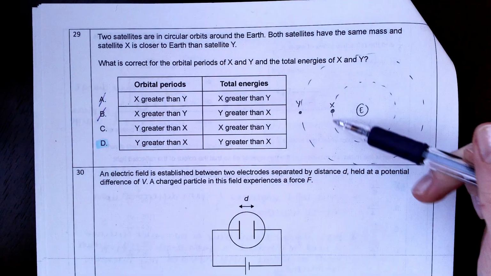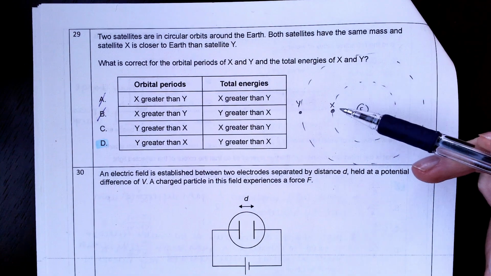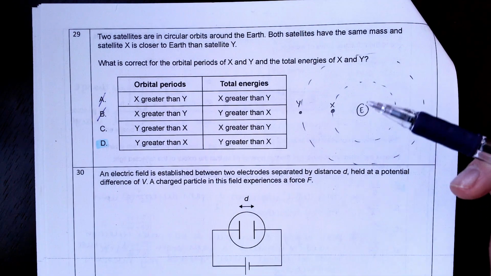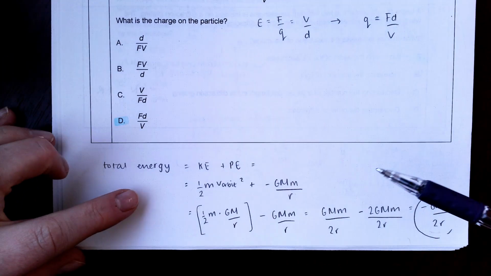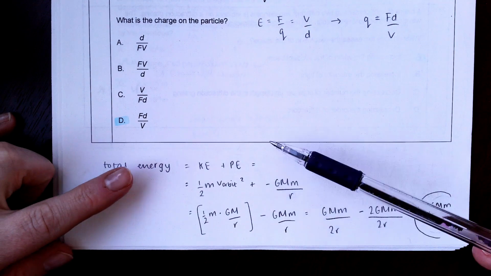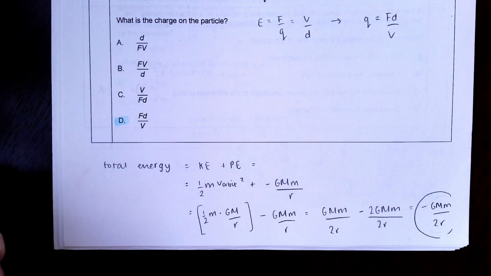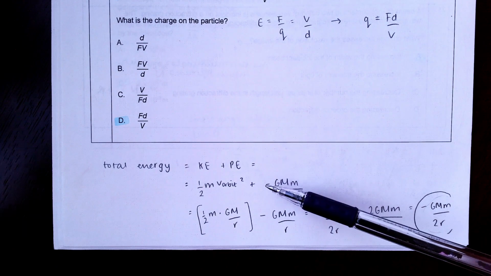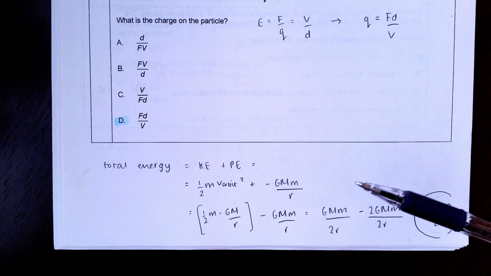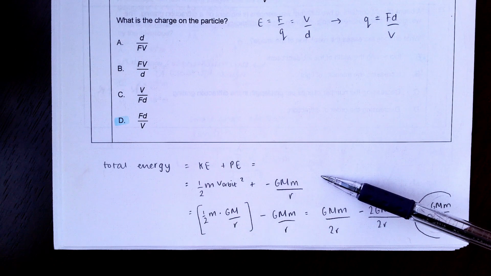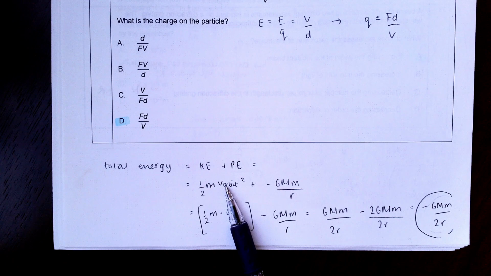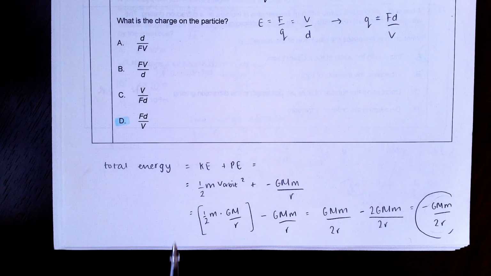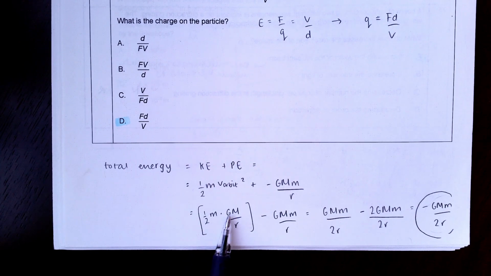For total energy, I've popped it down here because I couldn't fit it on the question. Total energy of the satellite is the sum of its kinetic and potential energy, which is a half mv squared for the orbital velocity, plus the potential energy, which is minus GMm over r. I have expressed my orbital velocity in terms of GM over r square rooted, but because I've got orbital velocity squared, I get GM over r. This is from your data booklet, so this section gives me GM over r. That expression is in your data booklet.